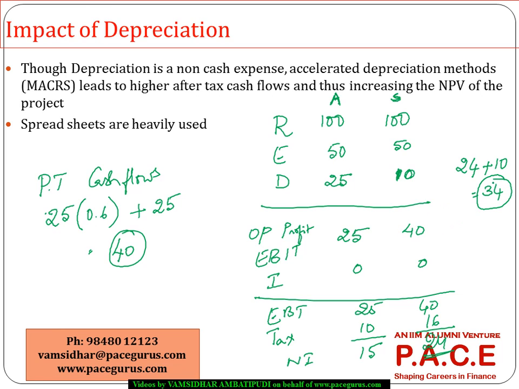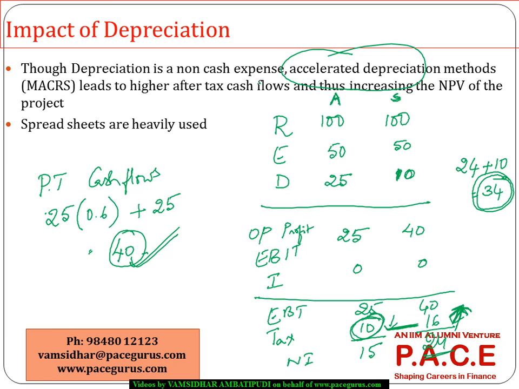24 plus 10, post-tax cash flows here is 34, whereas in this case it is 40. Which means, in this method the tax is much lesser, whereas in this method the tax is higher, so the post-tax cash flows in the straight line method are lesser by 6 compared to post-tax cash flows using an accelerated depreciation method. So that is what we are trying to talk of here.